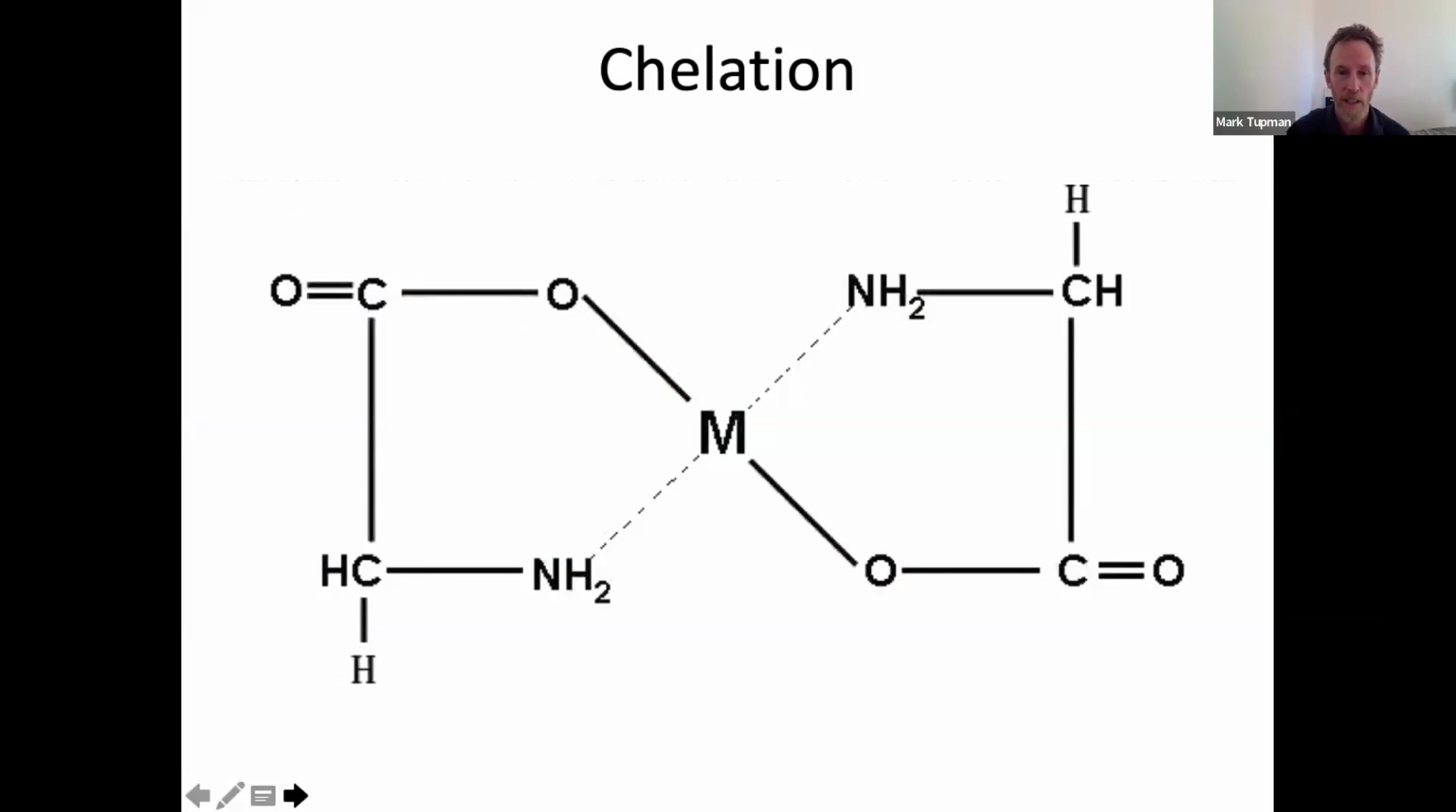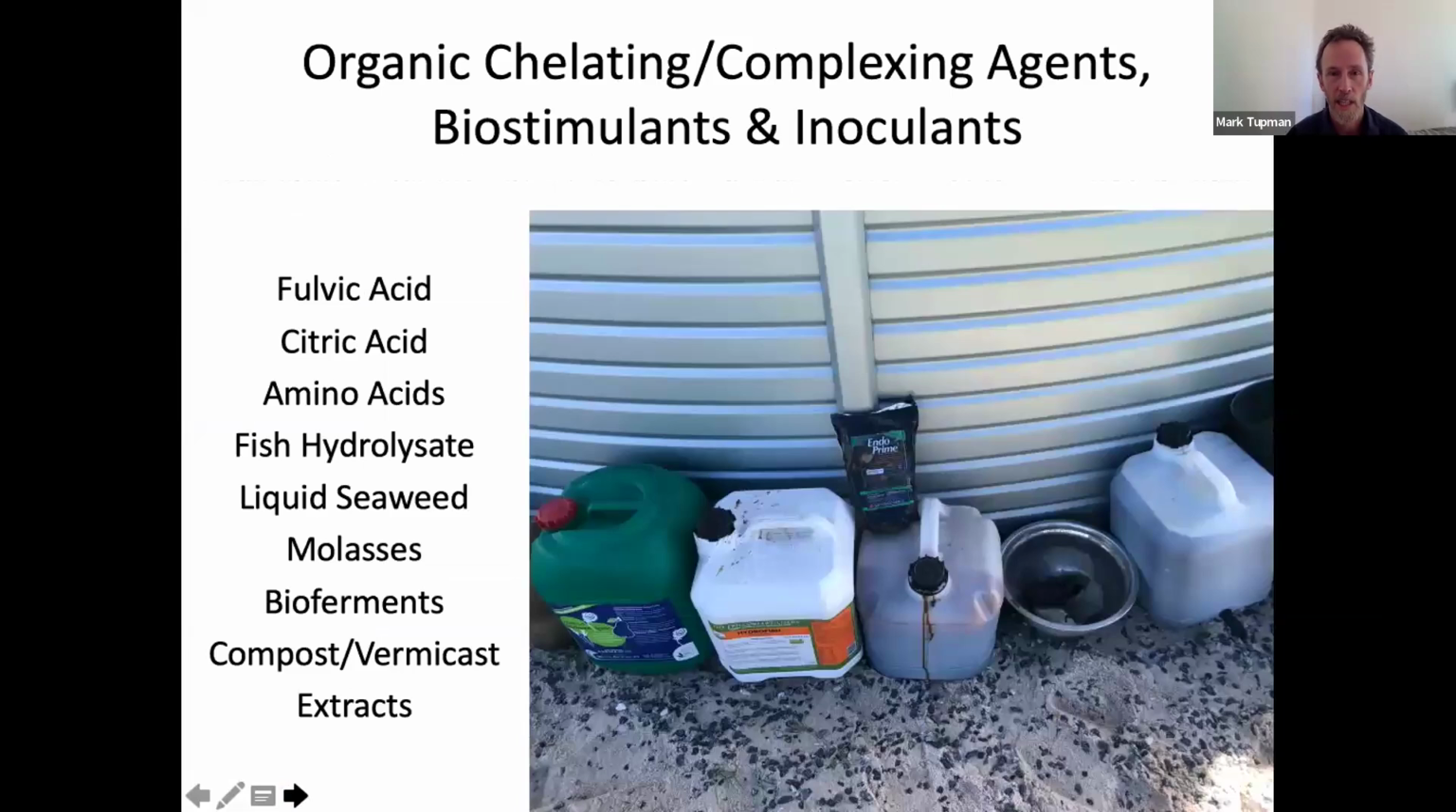These are just some examples of things that we can use as biostimulants and chelating complexing agents to mix with your nutrients. Common ones: fulvic acid, citric acid, your fish hydrolysates, amino acids are great, molasses, etc. So these things can all be mixed with the nutrients to improve their uptake and so on.